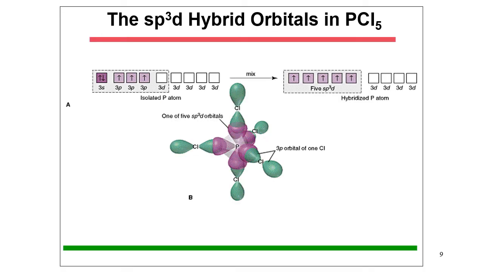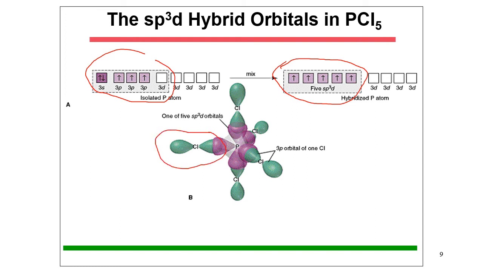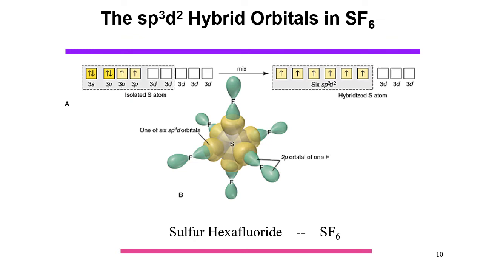This is another example, for sp3d hybridization. The ground state of phosphorus is transformed to hybrid sp3d, then overlaps with the p orbital from chlorine. So this is the original or ground state, and then this is the hybrid state sp3d, and then each sp3d orbital overlaps with a p orbital from chlorine to form PCl5.